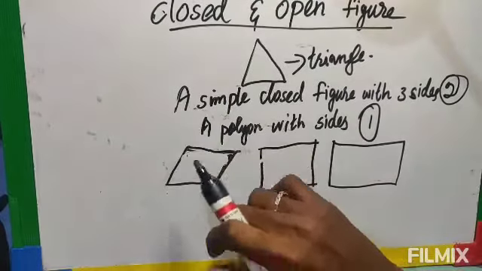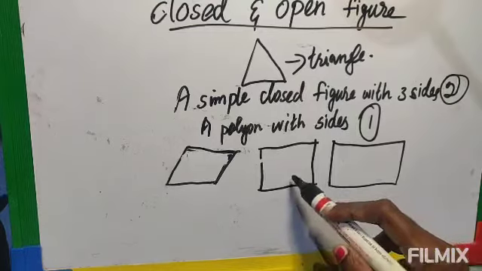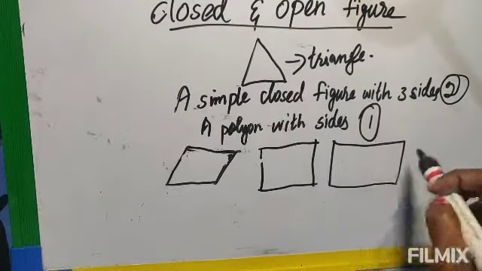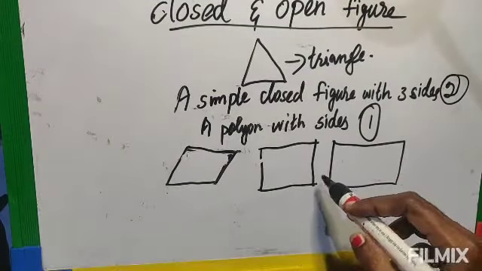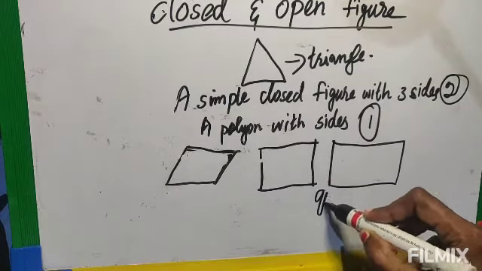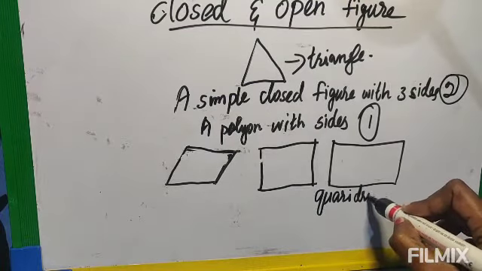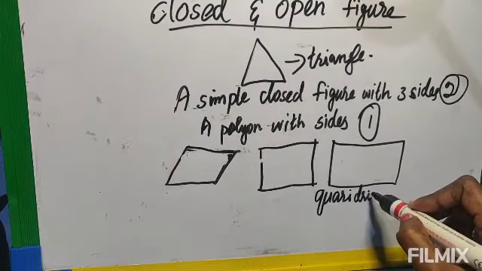Okay, so that you will learn later. Only these two are enough for you to learn, square and rectangle. They have four sides, no? So they are called quadrilateral. We don't say just this one. We don't say square or rectangle.